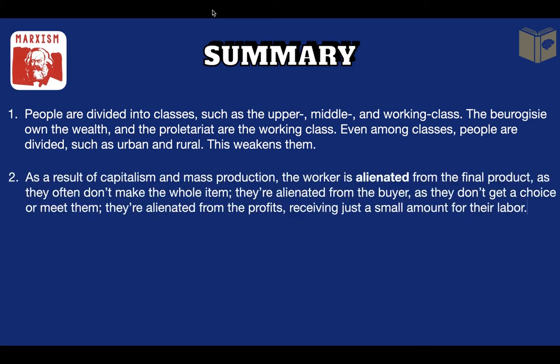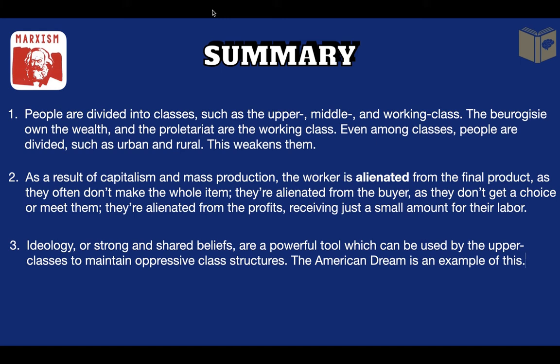Number 2, as a result of capitalism and mass production, the worker is alienated from their final product, as they don't often make the whole thing, they just make a part of it. And they're alienated from the buyer as well, as they don't get the choice of who to sell things to, or they don't even meet them. And then finally, they're alienated from the profits because they just get a small amount for their labour. They don't get all of the profits.